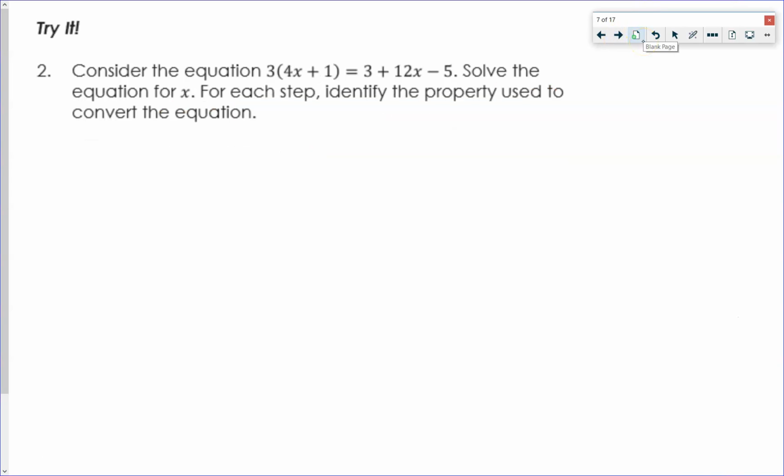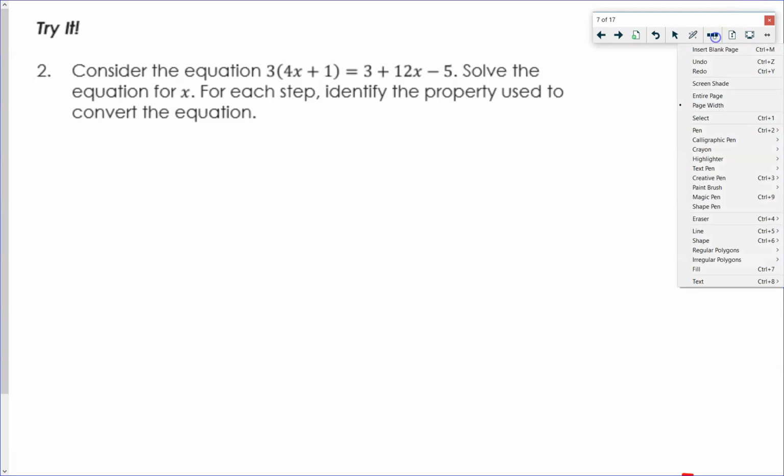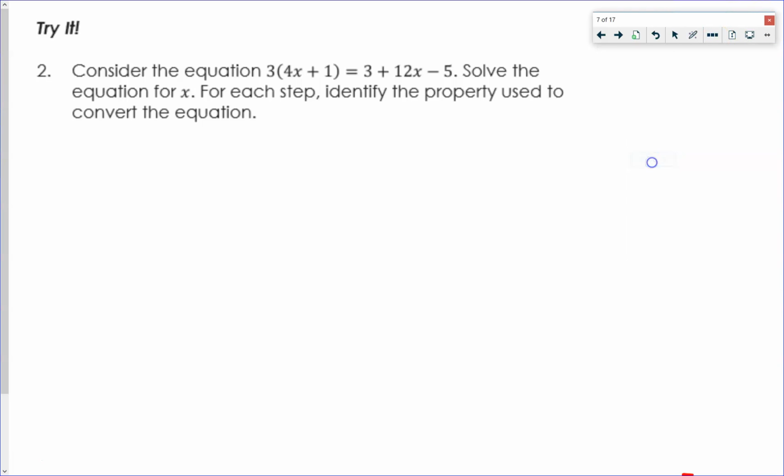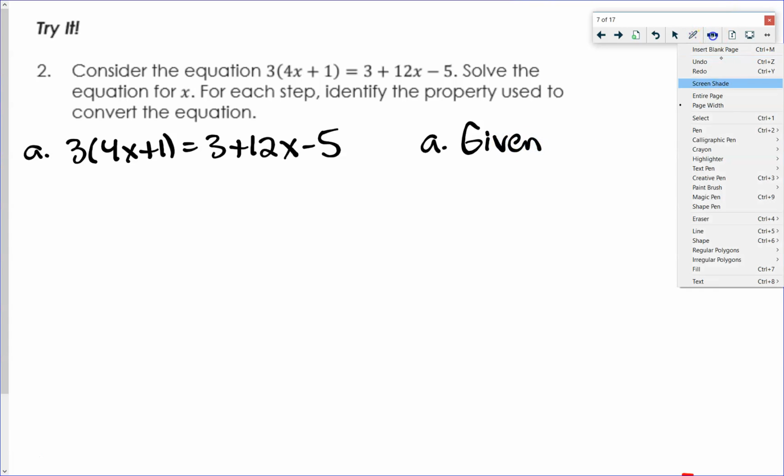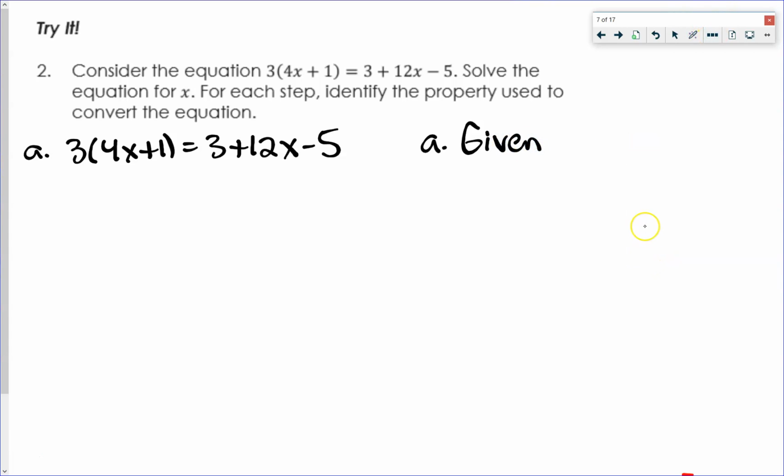Let's do another one. Here we have 3 times 4x plus 1. Remember, this is our given. 3 times 4x plus 1 is going to equal 3 plus 12x minus 5. Our first is always a given. All right, after this, let's see here. My first step, I'm going to distribute again. So part B is going to be to distribute.